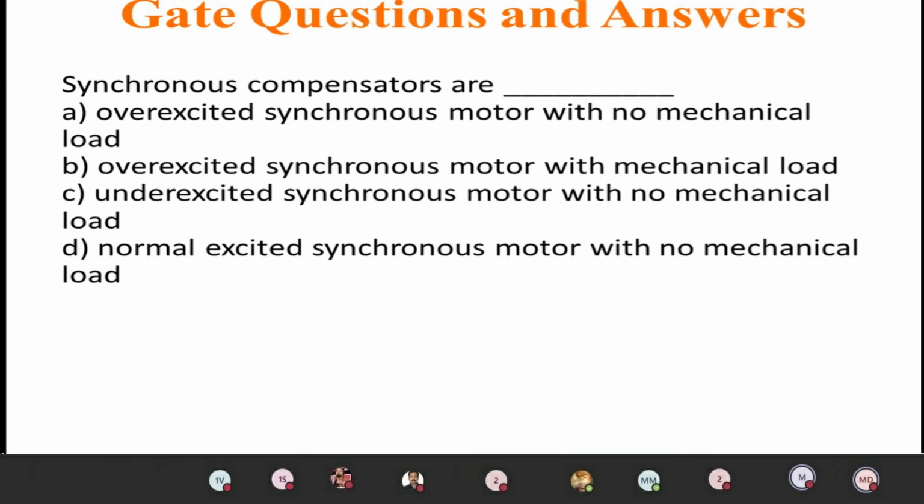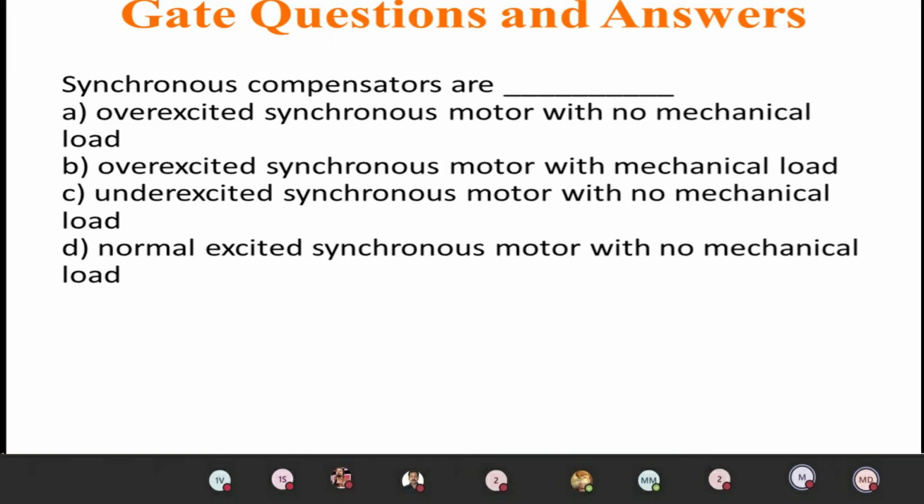Overexcited motor with a mechanical load. Under-excited synchronous motor with no mechanical load. Normal excited motor with no mechanical load. While in critical excitation, it acts like a unity power factor. In normal excitation, it acts like a lagging power factor. Under excitation, it acts like a lagging power factor. So the answer is between A and B.